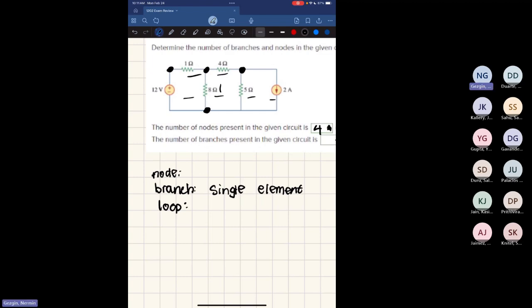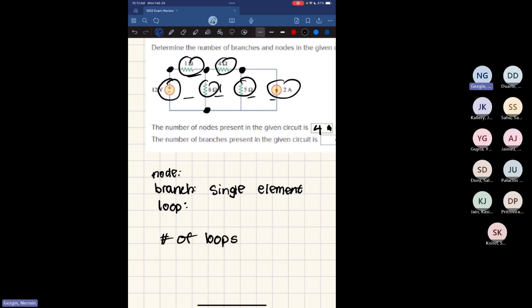Now to find the number of branches, we could just count them, since these are single elements. Or another option is we can first count the number of independent loops, which means that they don't have any loops inside. So in our case, our number of loops is equal to 3. We are not going to include a bigger loop since that's not independent.